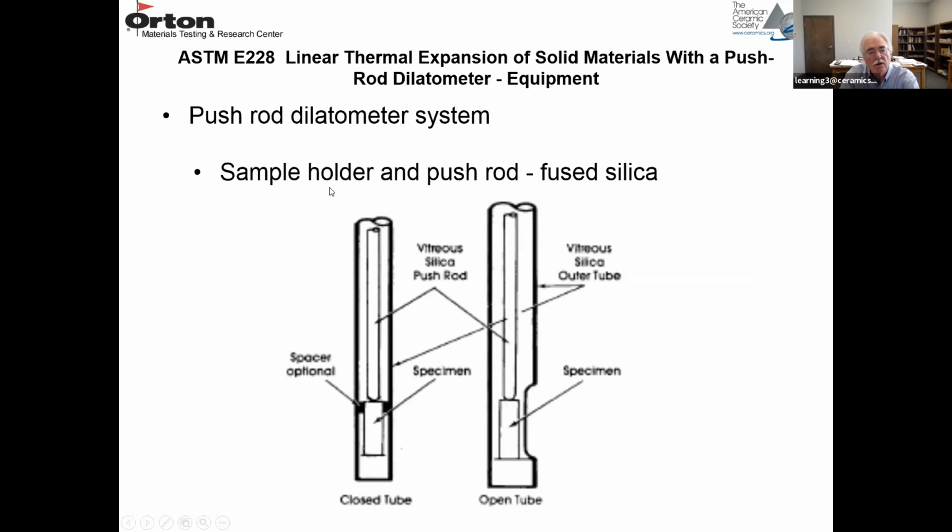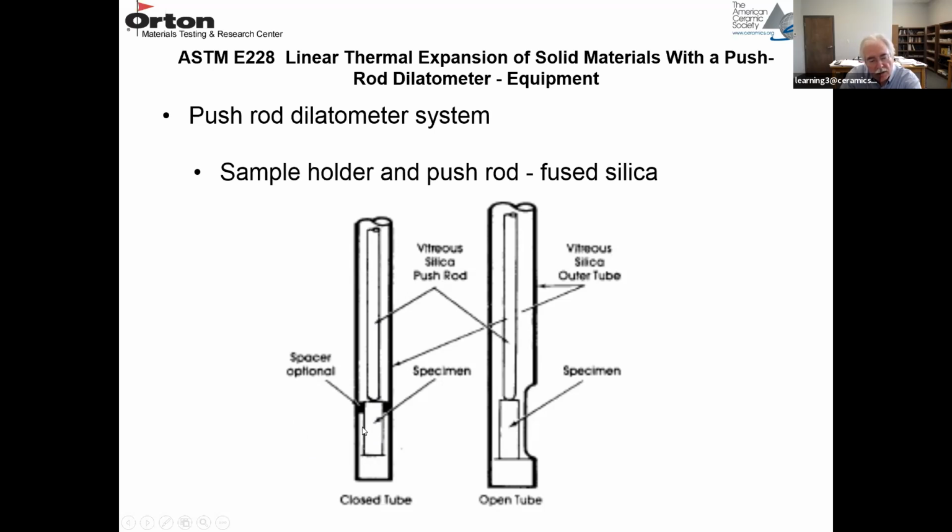This is a schematic diagram showing a little more detail of the sample holder and pushrod. This one is for a fused silica system. So you can see the tube. There's 2 types of tubes here. One has a closed end, one has an open end. And then this is the sample sitting between the end of the tube and the pushrod. So when the sample expands, it moves the pushrod and you have a sensor at the other end of the push rod that measures the displacement.